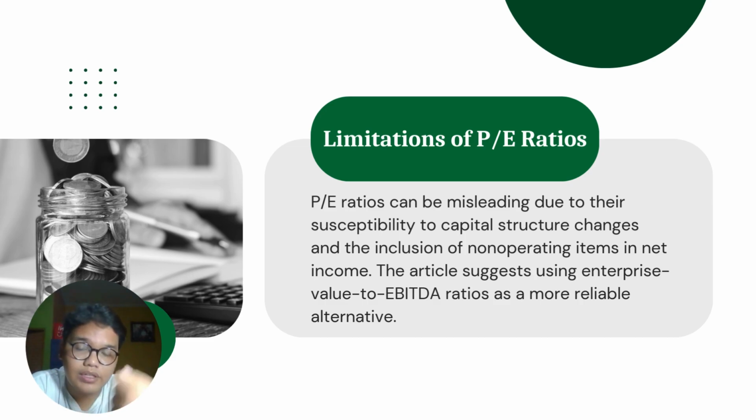The discounted cash flow method for business valuation. So the article suggests using enterprise value to EBITDA ratios as a more reliable alternative to the P/E ratio. The EV/EBITDA ratio is now more common and used than the P/E ratio.